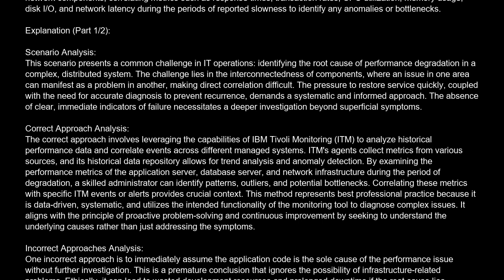ITM's agents collect metrics from various sources, and its historical data repository allows for trend analysis and anomaly detection. By examining the performance metrics of the application server, database server, and network infrastructure during the period of degradation, a skilled administrator can identify patterns, outliers, and potential bottlenecks. Correlating these metrics with specific ITM events or alerts provides crucial context.